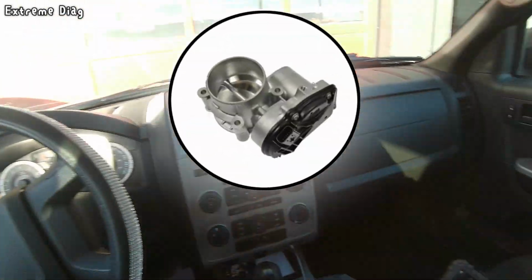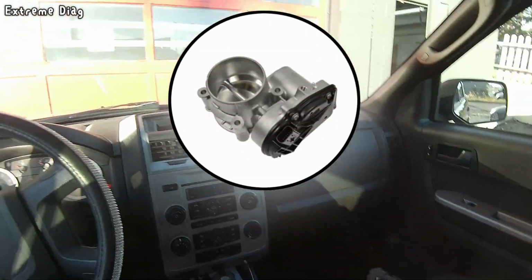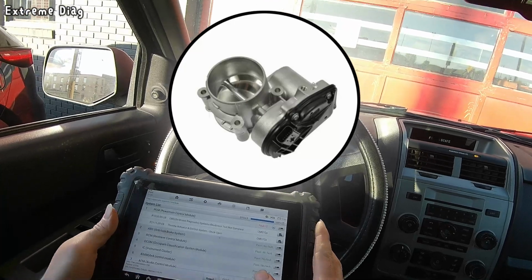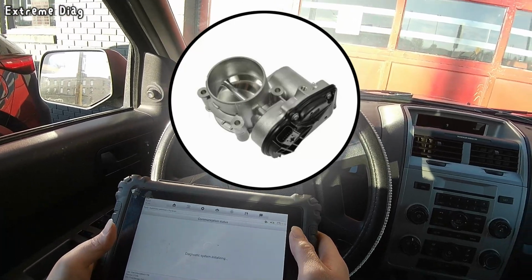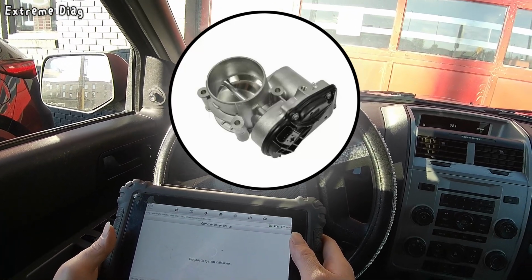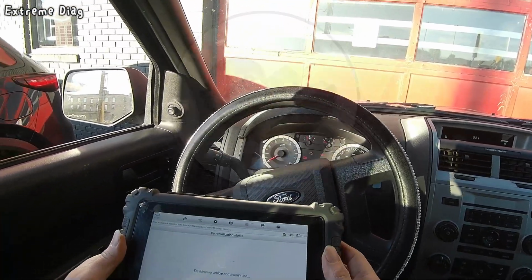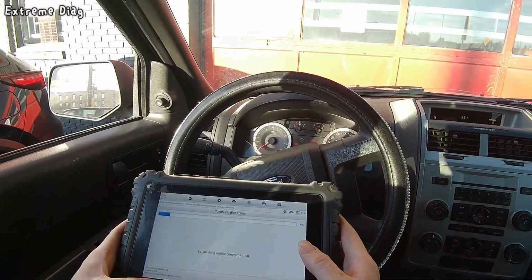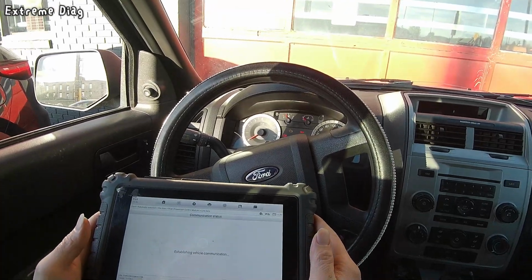The throttle body is a device that regulates the amount of air entering the engine based on accelerator pedal input. If this part malfunctions, it can severely affect the vehicle's operation. Just to be safe, I won't take the test drive too far.